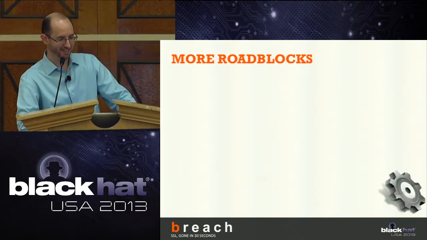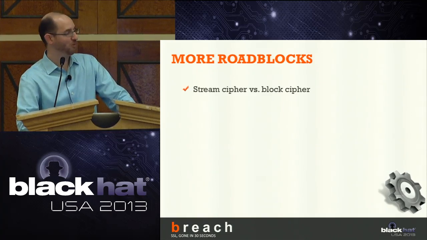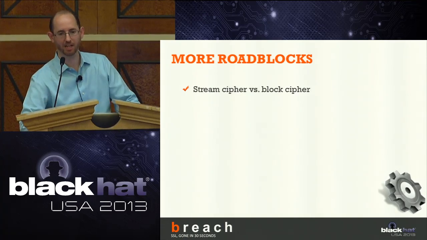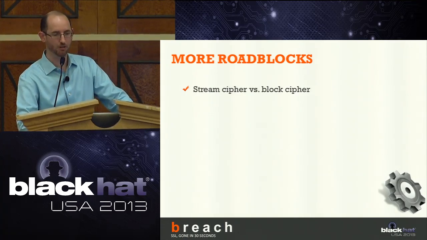And some more roadblocks. So far we started with a fairly simple example. We said that every byte in the clear text will indicate a byte in the ciphertext. Now that's not always the case. In a block cipher that might not be the case. So why is that? Let's take a look at stream cipher versus block cipher.